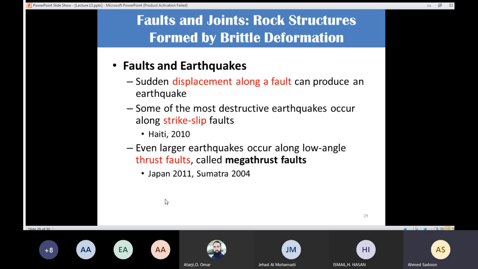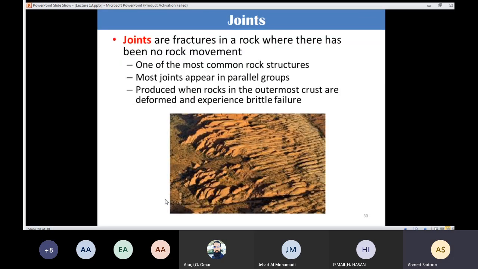The last thing which I want to talk about is the joints. The joint is very simple. They are going to have fractures in the rock, but without displacement, not like the faults. And most joints appear in parallel groups, like this one. They are going to be parallel and in groups, and of course without displacement.